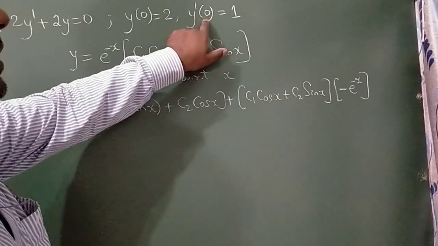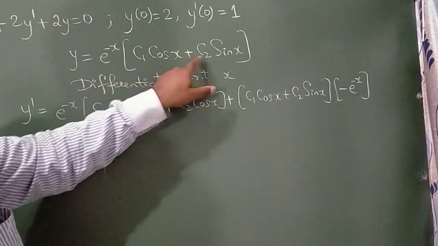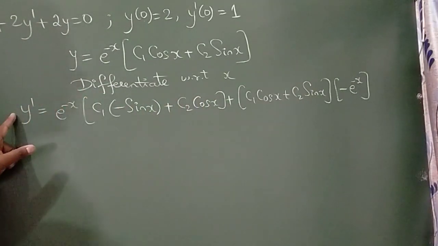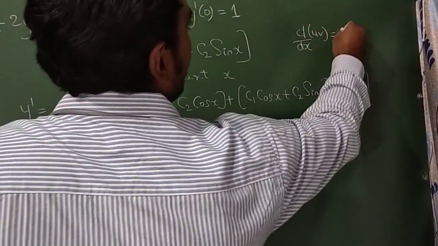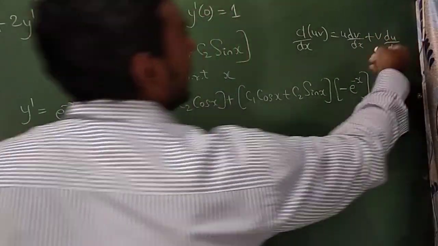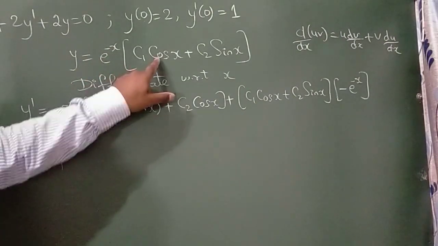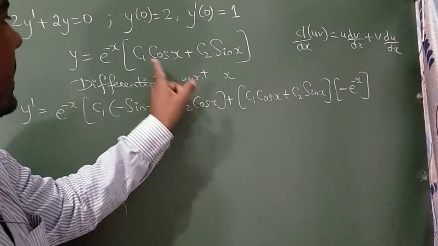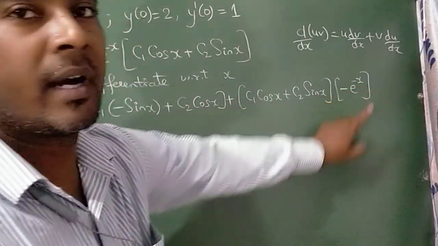Now to substitute these values, I need to differentiate this equation. y is equal to e raised to minus x, c1 cos x plus c2 sin x. So differentiating with respect to x, y will become y dash. Now for these two I have to use the product rule, u into dv by dx plus v into du by dx. So this e raised to minus x I have written as it is. If I differentiate this, I'll get minus c1 sin x plus c2, and if I differentiate sin x, I'll get cos x, plus this whole term I have kept as it is. Now if I differentiate e raised to minus x, I'll get minus e raised to minus x.